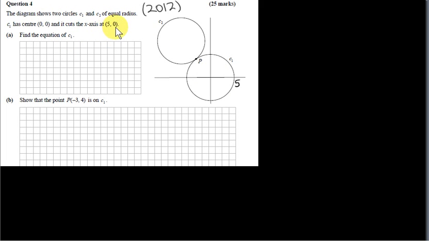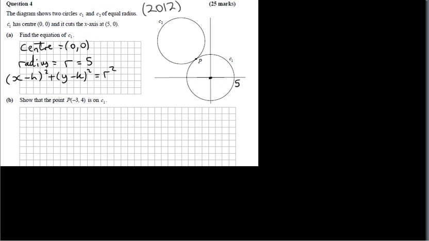The point with coordinates 5, 0 is a point on the x-axis. You see the y value of the point is 0. So the circle cuts the x-axis at plus 5. It also cuts it at minus 5, of course, because the center is 0, 0. The center is equidistant from these two points. It cuts the y-axis at plus 5, and it also cuts it at minus 5. So the center is 0, 0.